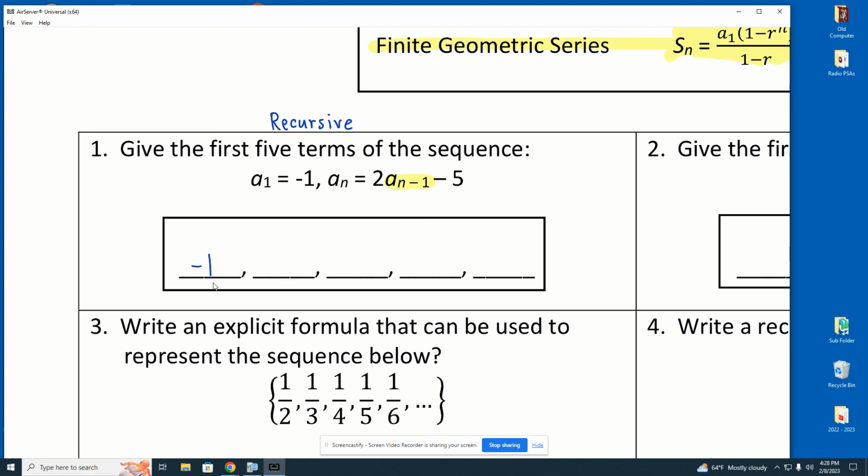Well, what is negative 1 times 2? Negative 2 minus 5, negative 7. Okay, multiply that by 2. That's negative 14. Negative 14 minus 5, negative 19. Then you're going to multiply negative 19 by 2. Negative 38 minus 5, negative 43. Then you're going to multiply that by 2. Negative 86 minus 5, negative 91. So that's how you find your first 5 terms of a recursive formula.